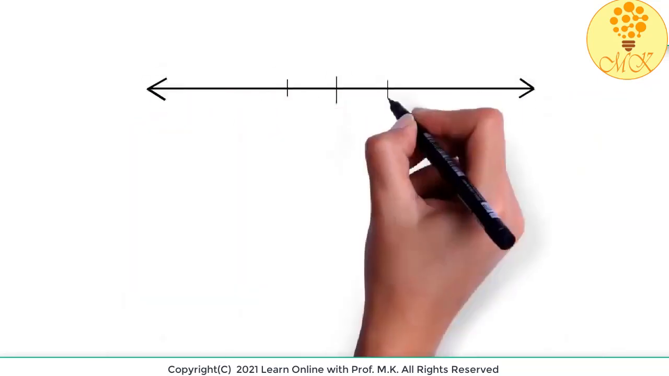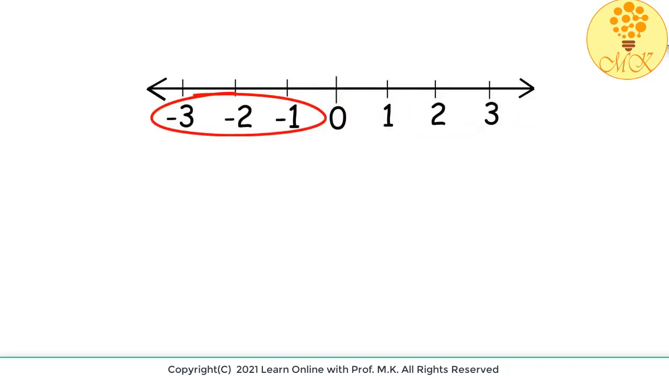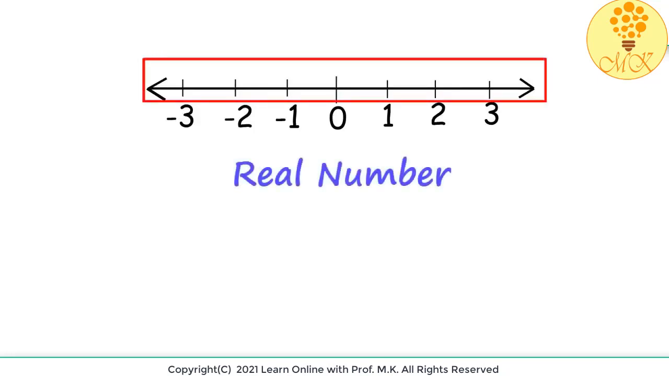All you need to understand is the number line. Positive numbers to the right of 0 and negative numbers to the left of 0. You will hear various complicated definitions of real numbers, but here's the simplest one. Any number that can be plotted on a number line is called a real number.